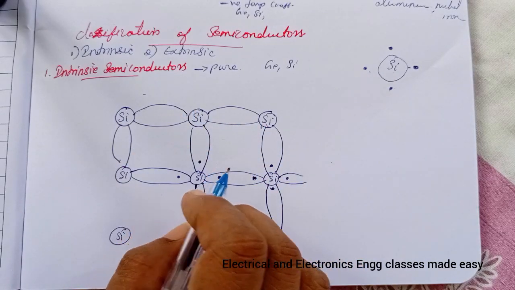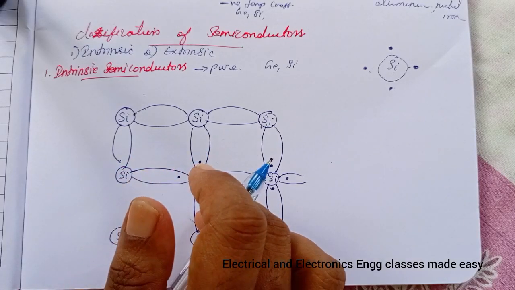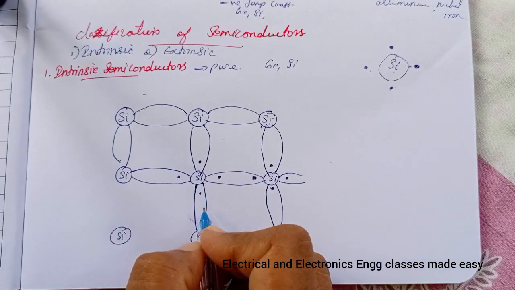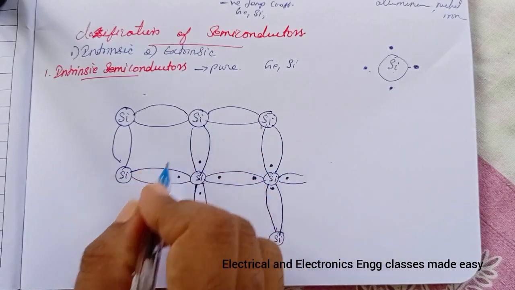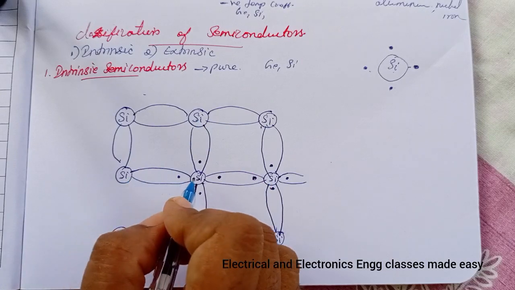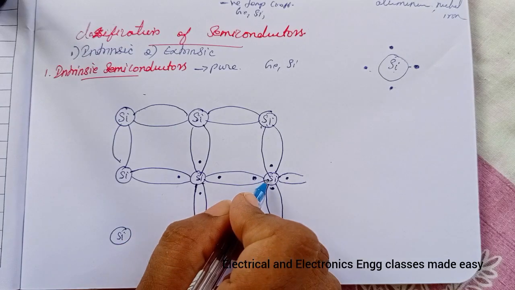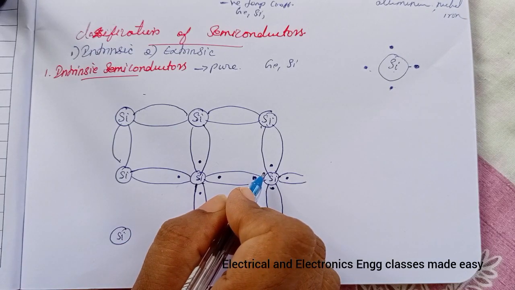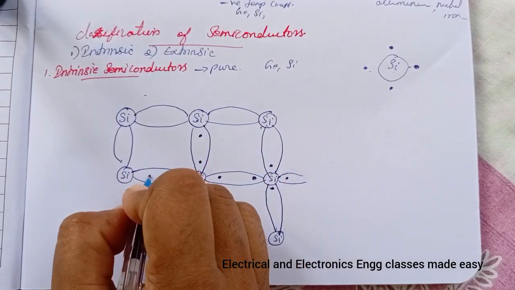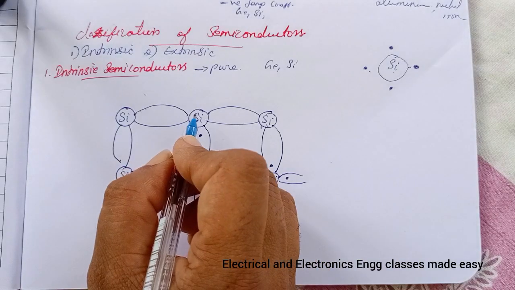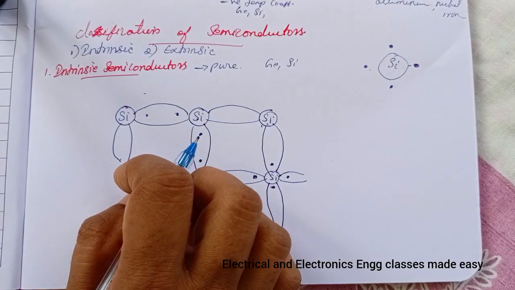So the atoms align themselves in a uniform three-dimensional pattern so that each atom is surrounded by 4 atoms. So each atom is surrounded by these 4 atoms. Consider this atom. It is surrounded by the 4 atoms, and such a pattern is called a crystal. So this atom shares with these 4 atoms. Like that, each atom shares with the 4 neighboring atoms.